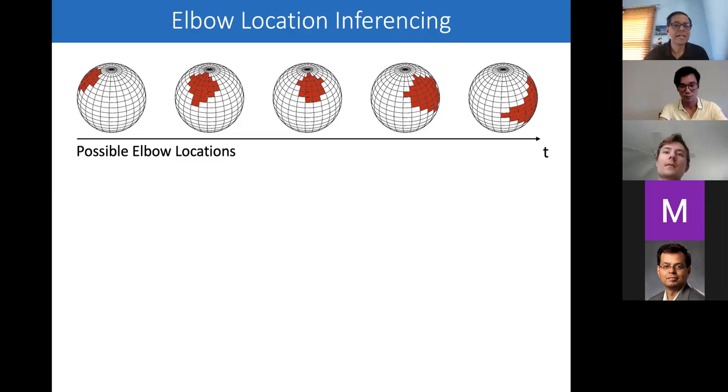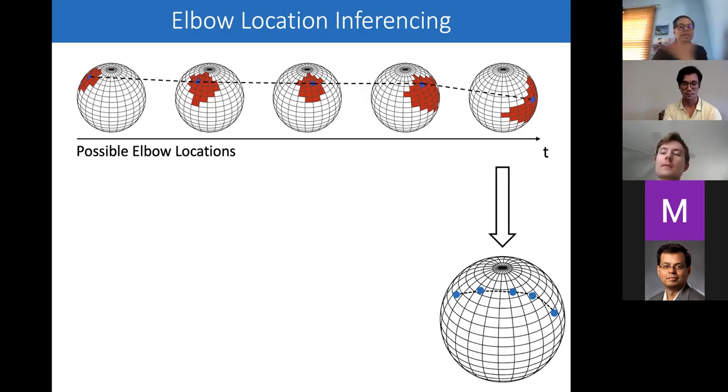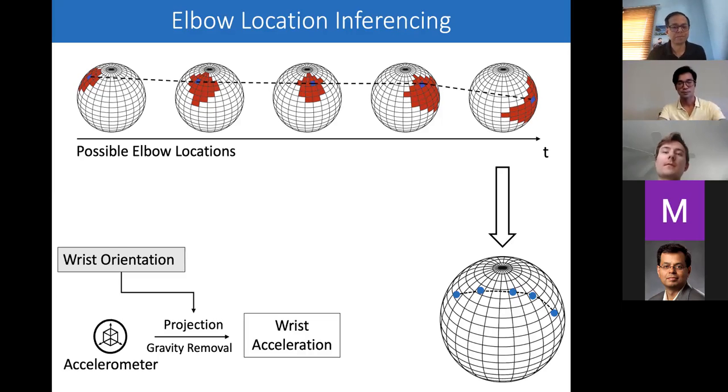Okay. So the idea is your point cloud, this red point cloud again, is the possible locations of your elbow. That is changing as you move your arm, right? These are possible elbow locations. And your job is to figure out where the elbow is at different points in time based on your measurement of your wrist orientation. And if we can do that, this is exactly how we model the hidden Markov model, then we know the trajectory of the elbow. Very good. So wrist orientation is the key.